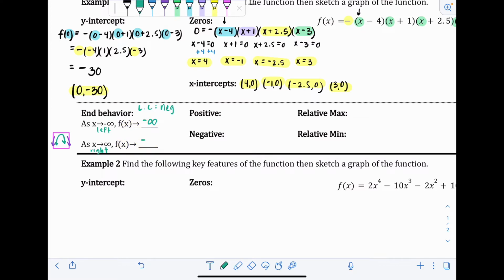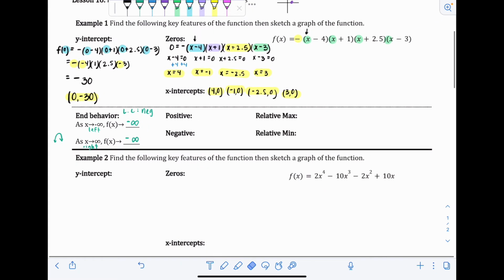Okay, so I'm going to stop. I'm going to sketch my graph before answering the rest of them. I just think it's a lot easier, even if the problem doesn't ask you to sketch it, to figure out where it's positive or negative, and where the relative max or min might be, with the sketch in front of you.